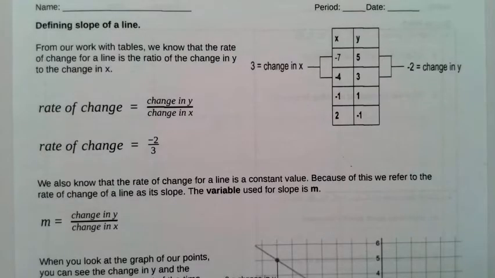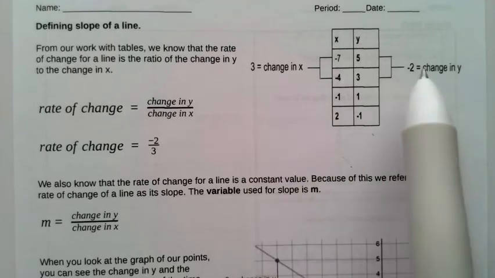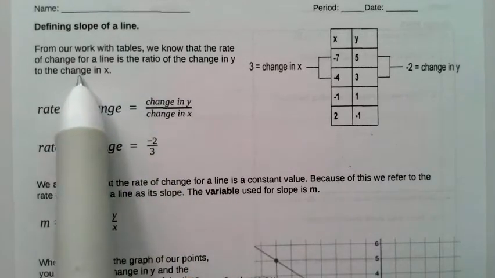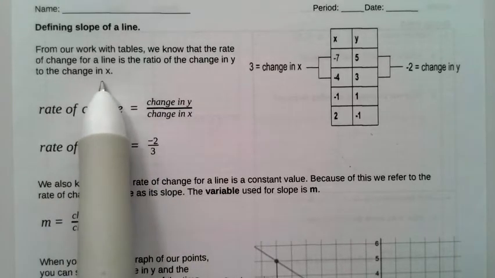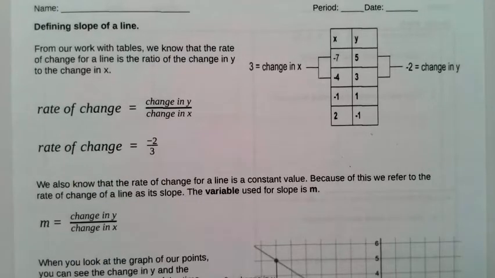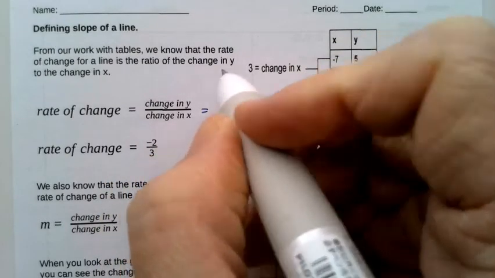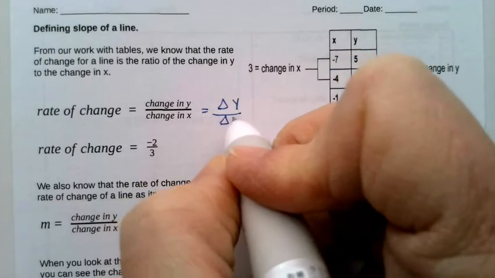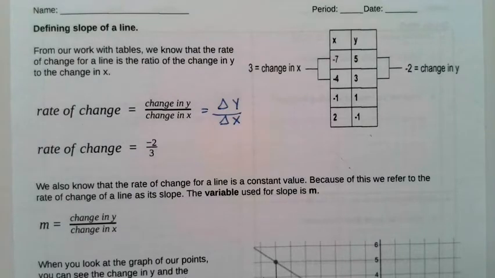Now I'm on the next page, on page 68 in your portfolio, and we're looking at the table that was number 1 on the previous page, which we talked about. The change in x is 3, and the change in y is -2. So from our work with tables, we know that the change for a line is the ratio of the change in y to the change in x, and we can write that as rate of change as a ratio. We often wrote this as the little triangle, which is delta in the Greek alphabet, change in y over the change in x, just so that you see how we often wrote that in class. And in this case, it was -2/3.